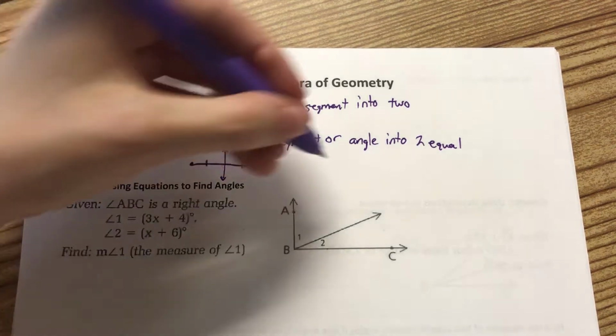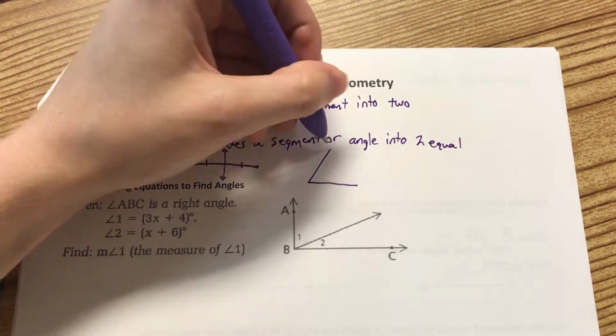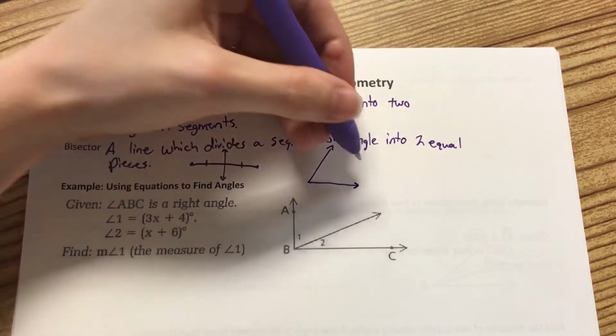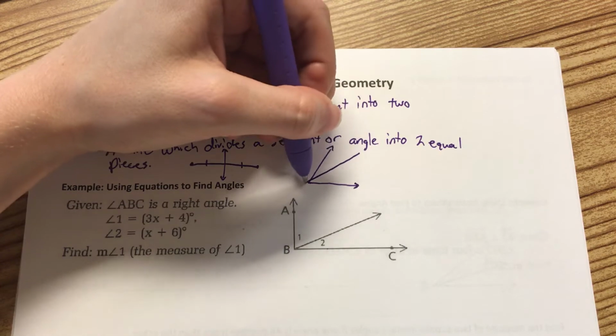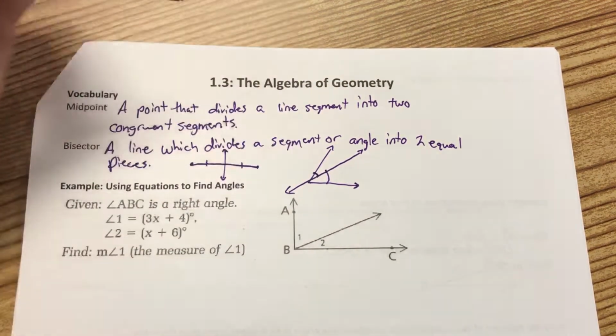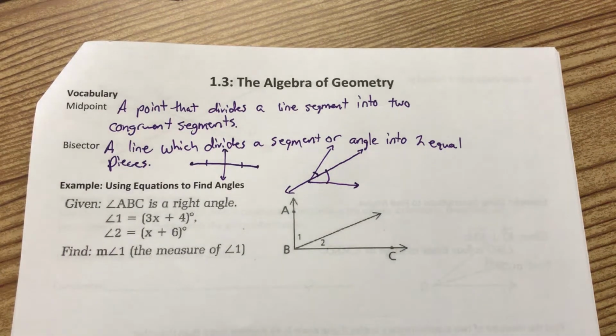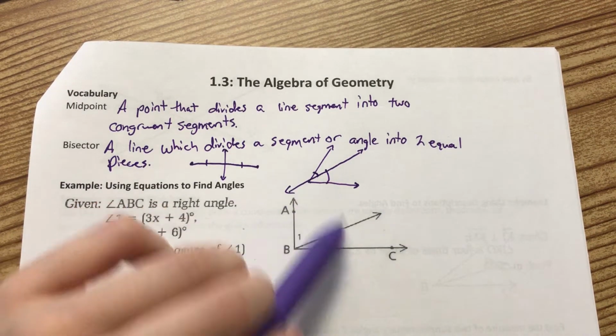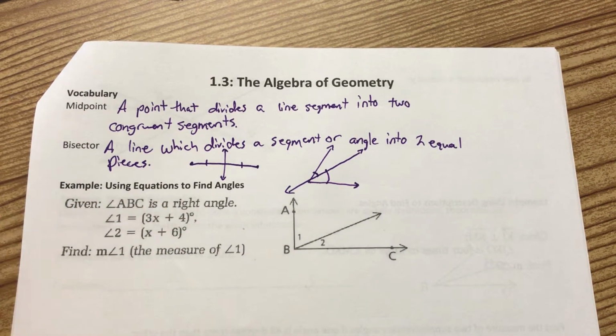If I had an angle, a bisector could cut through that angle right down the middle, and it could divide my angle into two equal pieces as well. And I could show that with those two arcs. They're staggered, so they don't look like one single arc, but those two arcs mean that those two angles have the same measure. So coming down here, we're going to use equations to find angles.